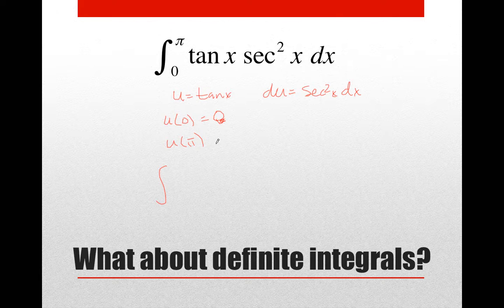Tangent of 0 is 0. And tangent of pi... oh, no wonder this wasn't coming out right. That's supposed to be pi thirds. Change that to pi thirds. Okay, tangent of pi thirds is root 3. And we go from 0 to root 3 of u du. And the reason this is nice is because now we don't have to deal with the trig functions anymore. We know that the antiderivative of this is u squared over 2, just evaluated from 0 to root 3.